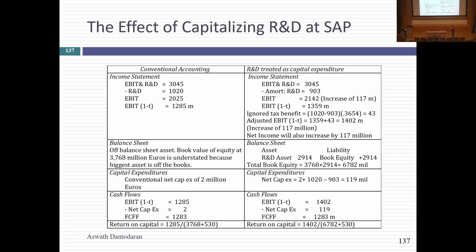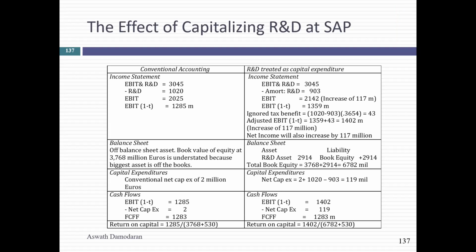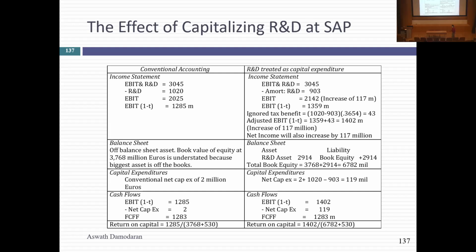If you look at the balance sheet, before I capitalize R&D, I thought their book value of equity was only 3.8 billion. After I capitalize R&D, it becomes 6.8 billion. They really have much more invested in book equity and invested capital than I thought. If you look at the capital expenditures, I thought they invested nothing because their traditional Capex was 2 million euros. But if I capitalize R&D, that increases to 119 million. Essentially, I'm treating R&D as a Capex and treating amortization like depreciation. So my net Capex goes up.